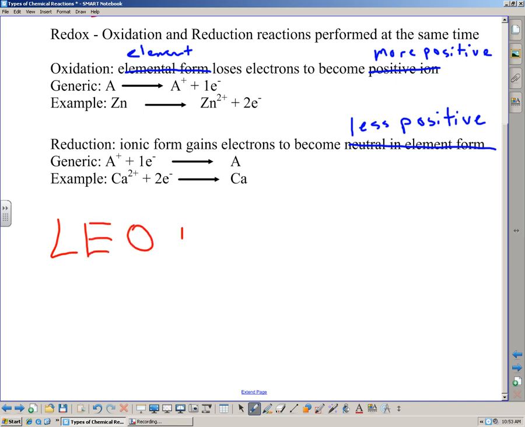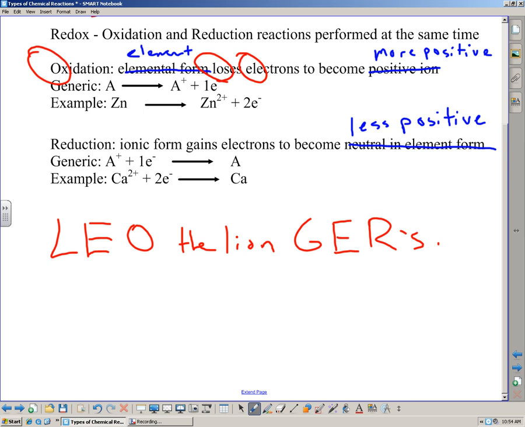Sutton uses the cheesy mnemonic device, Leo the Lion says Ger. That's how I keep them straight in my head. Leo stands for loss of electrons oxidized, and Ger stands for gain electrons reduced. Leo the Lion says Ger: lose electrons oxidized, gain electrons reduced. It's going to be absolutely essential when we start tackling redox reactions, the end of this week, beginning of next week, that you are comfortable knowing which one is which. Any questions for me?